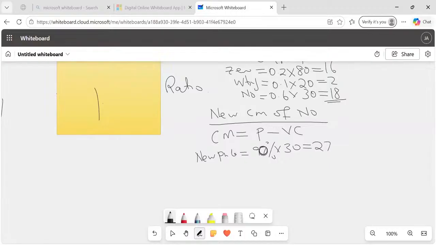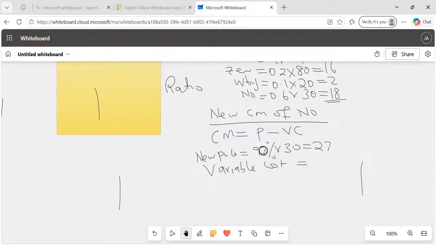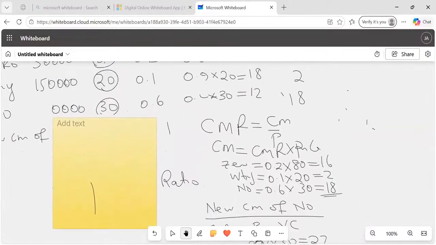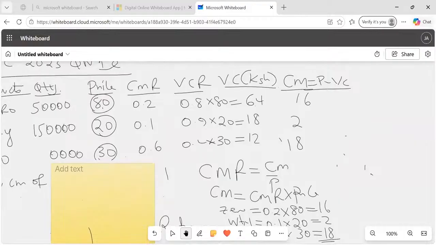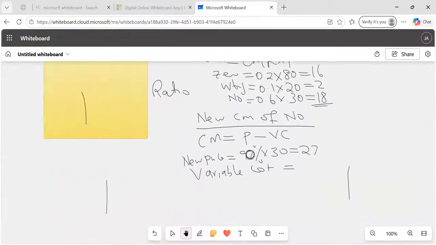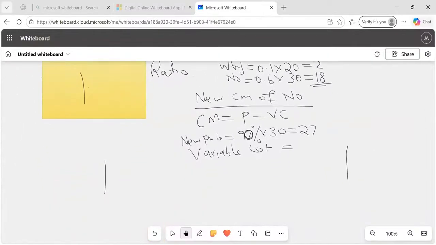You see, in the question, there is nowhere they are telling us that variable cost is reducing. The variable cost of No Fly still remains at how much? If you are able to see, the variable cost of No Fly is 12.